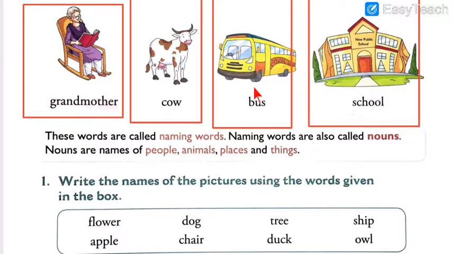Bus. This is the name given to one thing. School. This is the name given to one place where you go and study, isn't it? So these are the naming words. Naming words are called nouns.